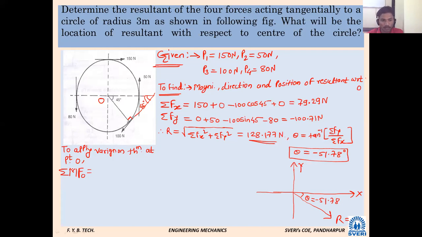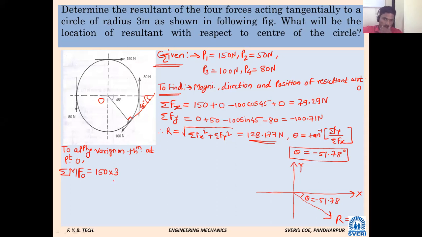while calculating this moment. Okay, so force number 1, which one is that? P1. So what will be the direction of moment due to force P1 at point O? Imagine point O is fixed. How will the object rotate? Clockwise. So it will be positive. What is the perpendicular distance between the line of action of the 150 Newton force and point O? It will be 3 because the radius is 3.